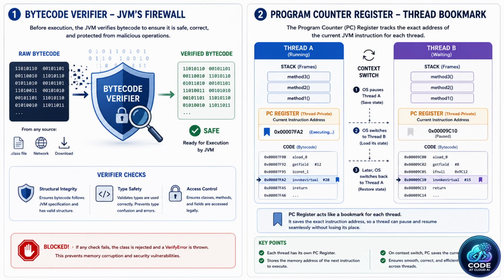Once verified, execution begins, tracked microsecond by microsecond by the program counter register. Think of the PC register as a private thread bookmark. Every thread has its own, storing the exact memory address of the current JVM instruction. When the operating system triggers a context switch, pausing thread A to run thread B, the PC register saves thread A's exact spot, allowing it to resume seamlessly later without losing data.